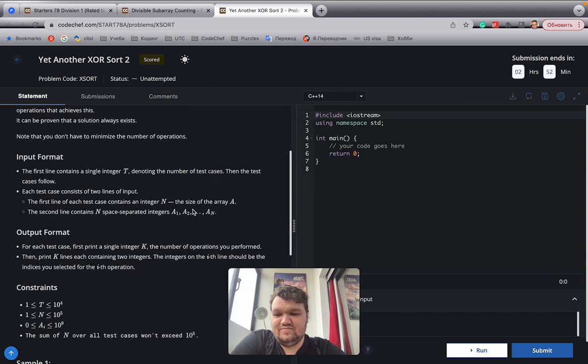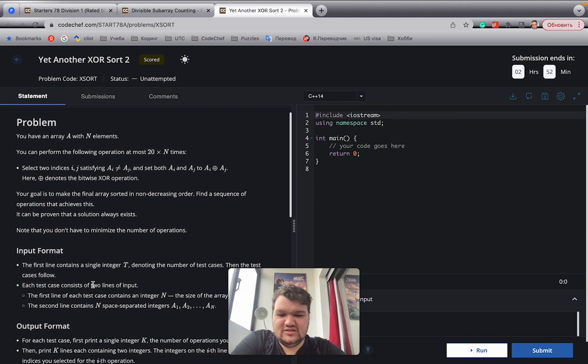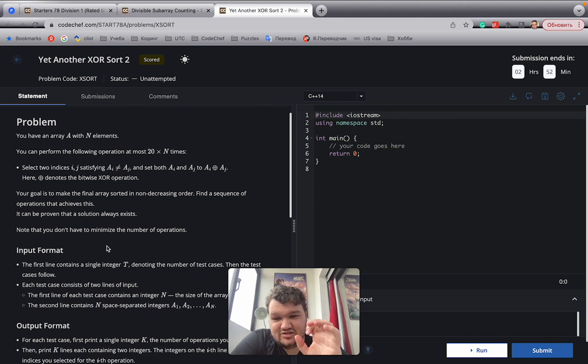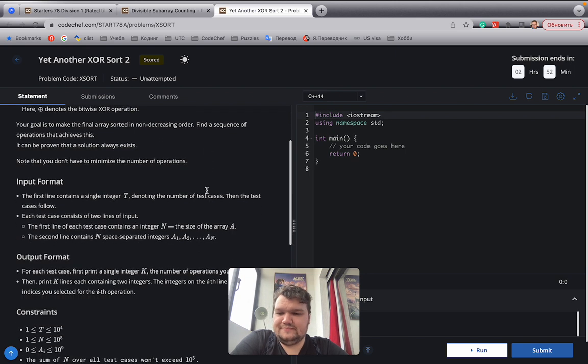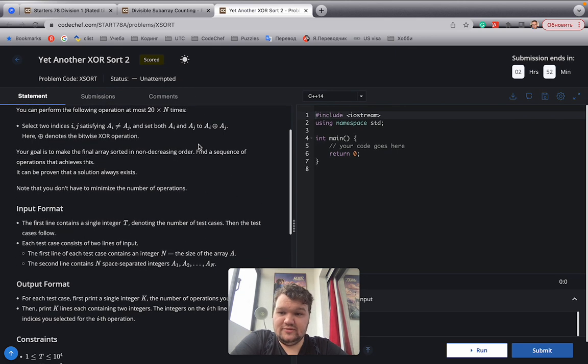Alright, so we have an array. We want to get some sorted array. It is not like sorting because we change the values. We cannot choose equal elements. Interesting. So we can choose two not equal elements and set both to their XOR. Okay.